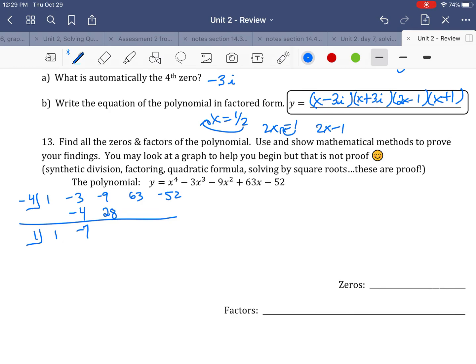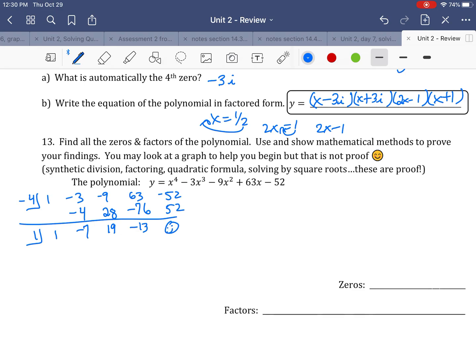-9 and 28 add up to 19. 19 times -4 makes -76. Sorry, I had to get my calculator. I should have done the 1 first, so it would have been a little easier. But anyway, 63 and -76 add up to -13. And that multiplies with -4 to 52. So I get a 0.